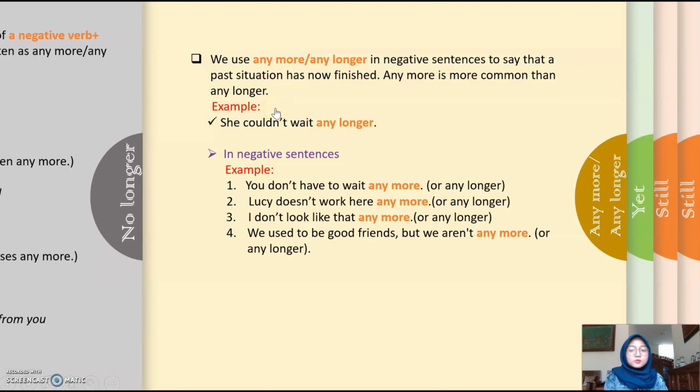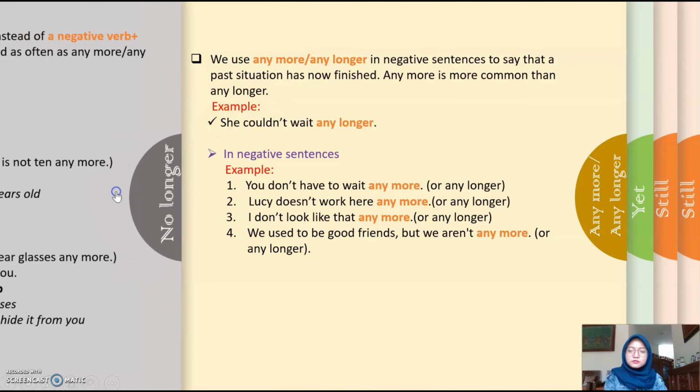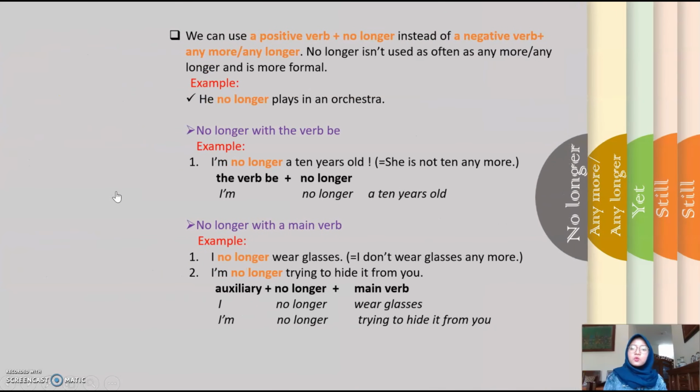And last, I will explain to you about no longer. We can use a positive verb plus no longer instead of a negative verb plus anymore or any longer. No longer is not used as often as anymore or any longer and is more formal. Example, he no longer plays in an orchestra.